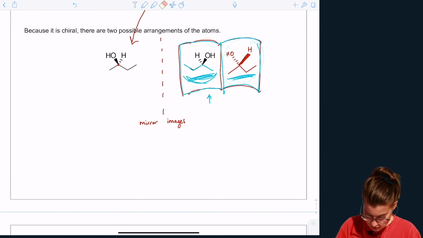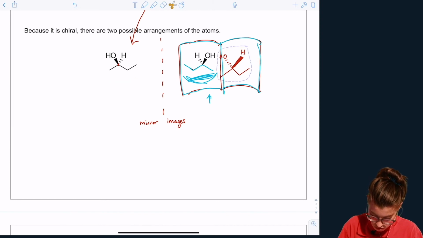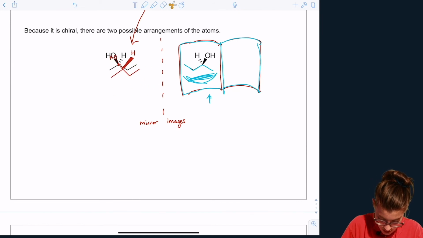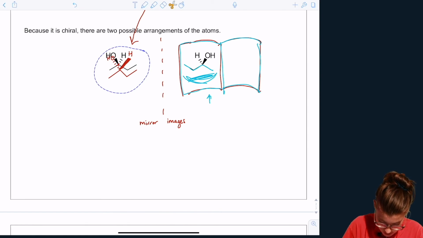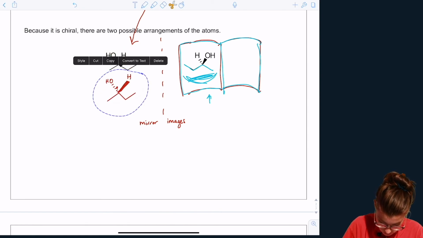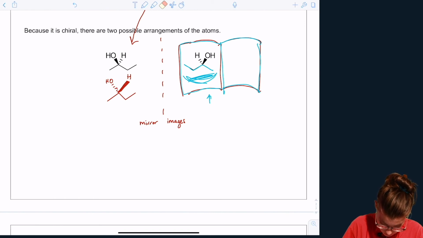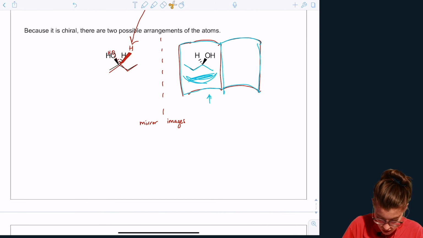So the question is, how does this molecule relate to this molecule? What I'm going to do is cut this out and bring it over here. Notice how the carbon chains line up like that. You can see everything lines up. The OH and the OH are next to each other, and the hydrogen and hydrogen are next to each other.